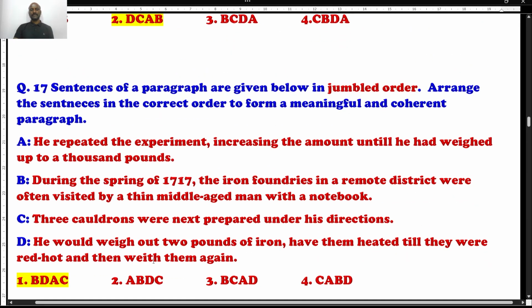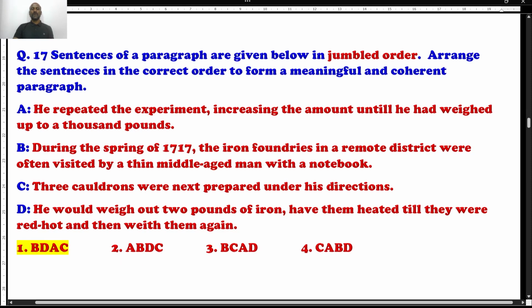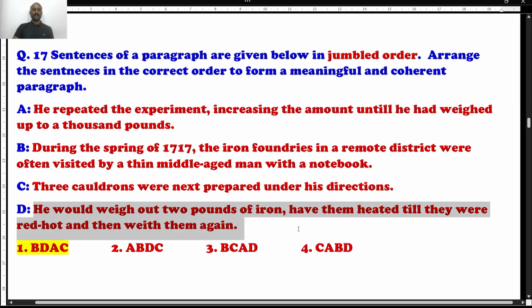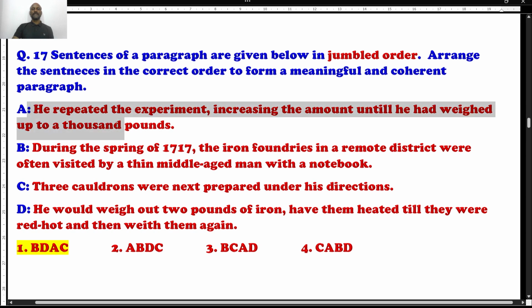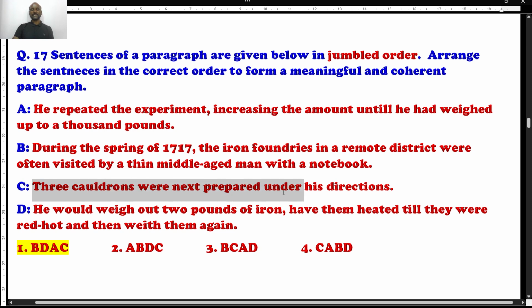Similarly, one more question is given, and the right answer for question number 17 is option A, BDAC. What is B? During the spring of 1717, the iron foundries in remote districts were often visited by a thin, middle-aged man with a notebook. He would weigh out 2 pounds of iron, have them heated till they were red hot, then wet them again. Next one is, he repeated the experiment, increasing the amount until he had weighed up to 1,000 pounds. And the last sentence says, 3 cauldrons were next prepared under his directions. If you arrange in the order of BDAC, you will find a meaningful paragraph.